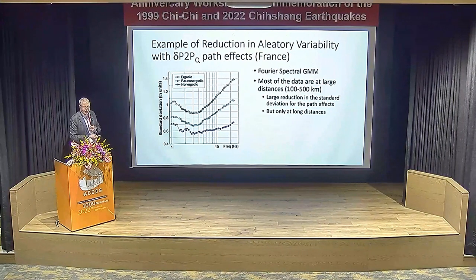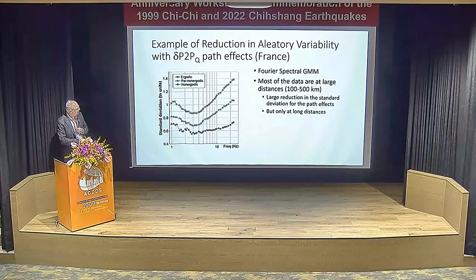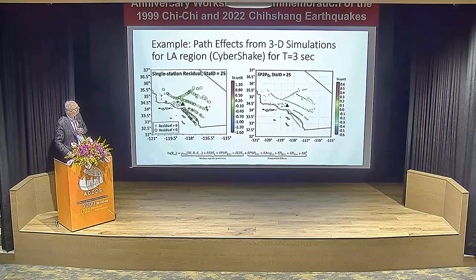If we do look at standard deviations in France, these are in Fourier spectra instead of response spectra. This is the ergodic standard deviations. This is just taking out the site, and this is taking out the site and the Q terms, okay? So I'm getting a big reduction. The reason this has come down so much is most of their data was at large distances, okay? It's not really changing what's happening at short distances.